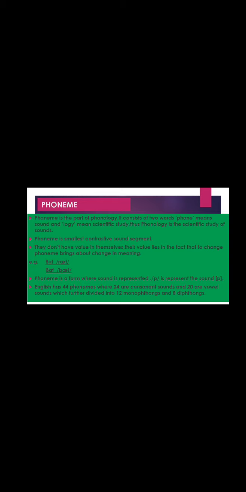Pa is the sound represented in a letter like P. English has 44 phonemes, where 24 are consonant sounds and 20 are vowel sounds, which are further divided into 12 monophthongs and 8 diphthongs. Phoneme is discovered by minimal pairs. Minimal pairs are pairs of words different only in one phoneme, that is, consonant phonemes like rat, bat, cat, hat, and vowel phonemes like bat, bit, bat, bite.